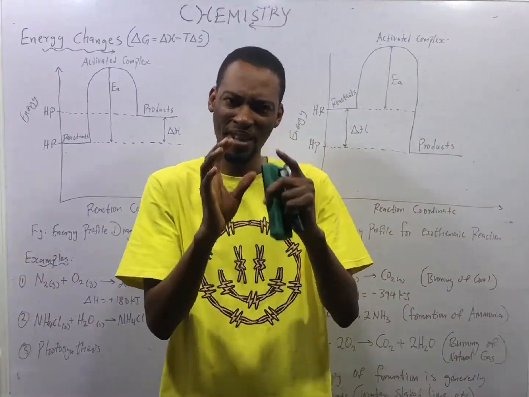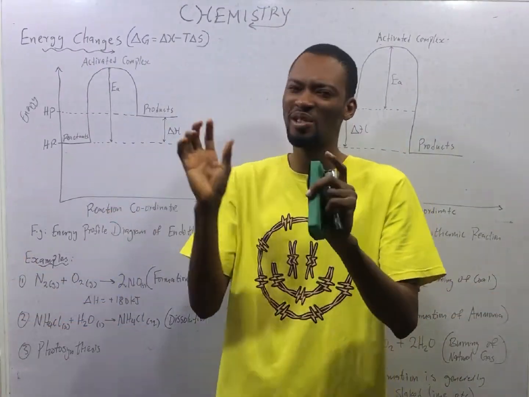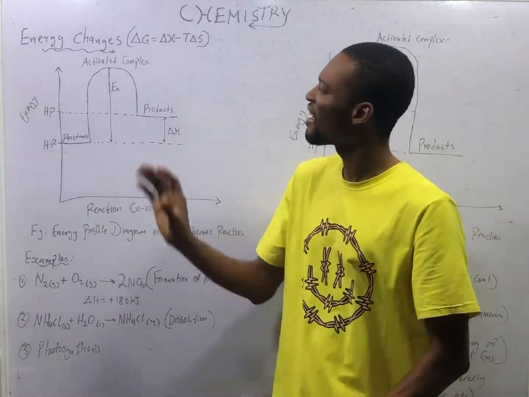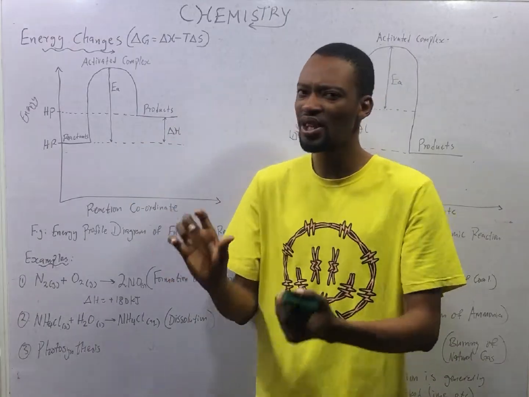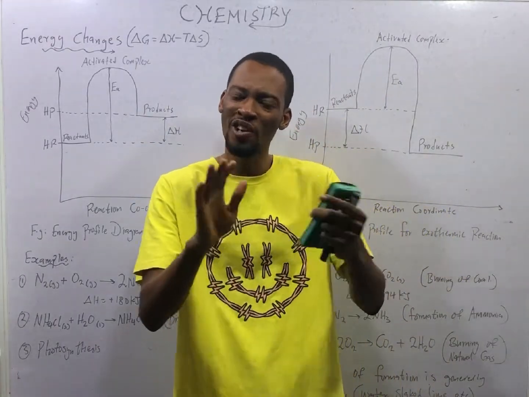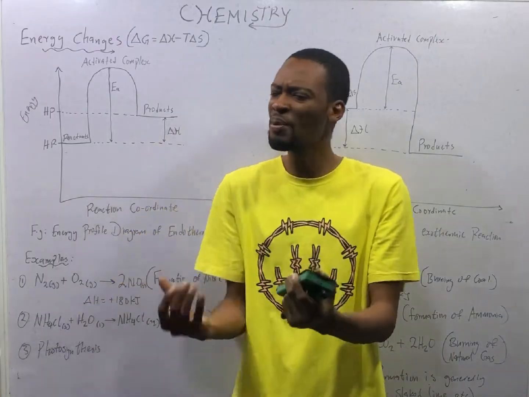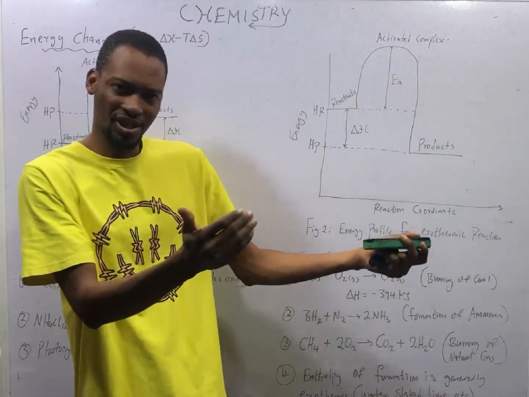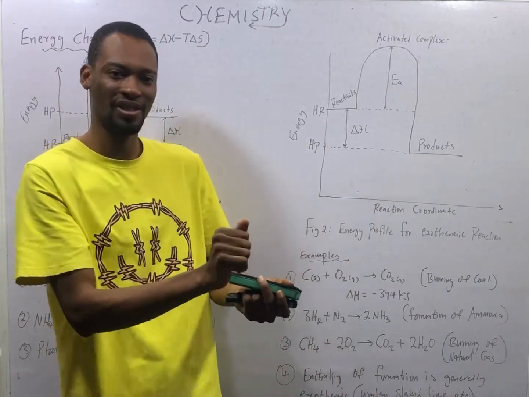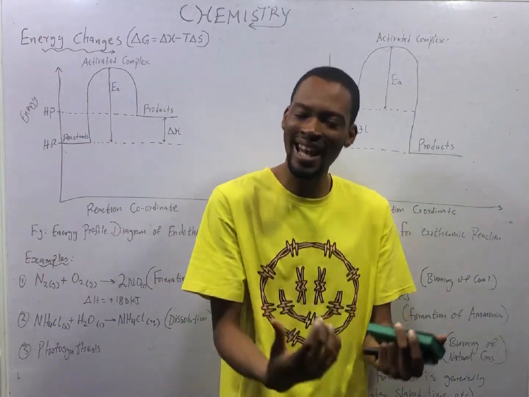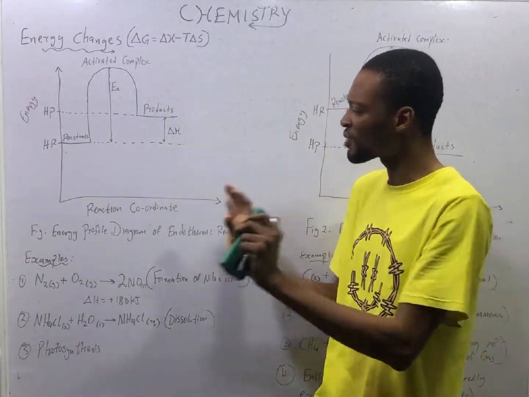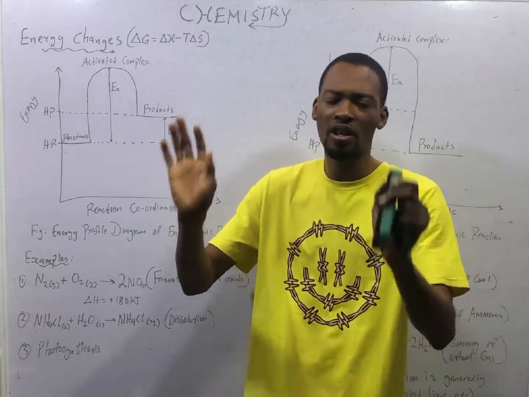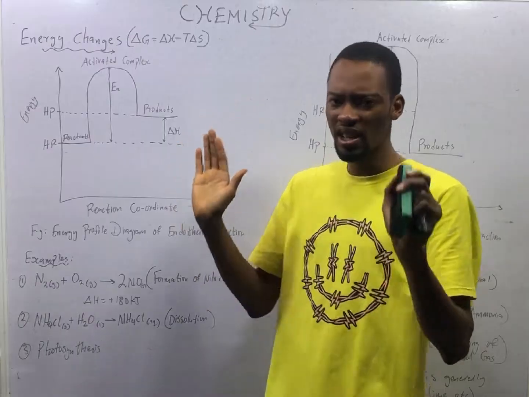Hello, this is episode number 35 of the 120 Days to Jamb Chemistry with Flash Isaac. In this episode, we shall be looking at energy changes, that is, spontaneity of chemical reactions. A chemical reaction is said to be spontaneous if it proceeds under the given set of conditions, without external help, without interference.